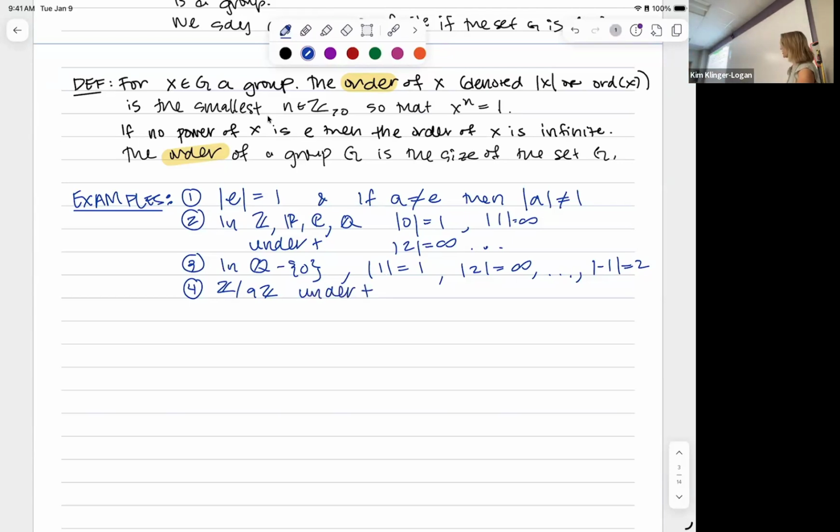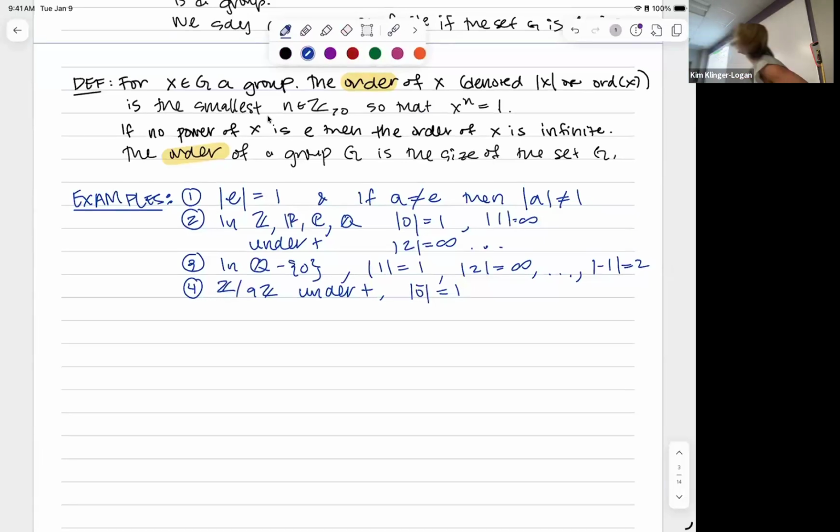So if we're thinking under addition, let's think about what the order of some of these elements are. Under addition, the order of the identity, of course, is still going to be, oops, sorry, the identity is 0. The order of the identity is going to be 1. And what about the order of 1? Yeah, I think it's going to be 9, right? I'm going to add it 9 times and that's going to get me back there. Is every other element going to have order 9?